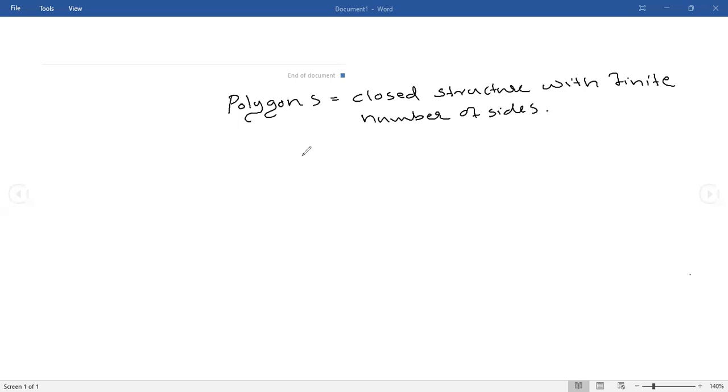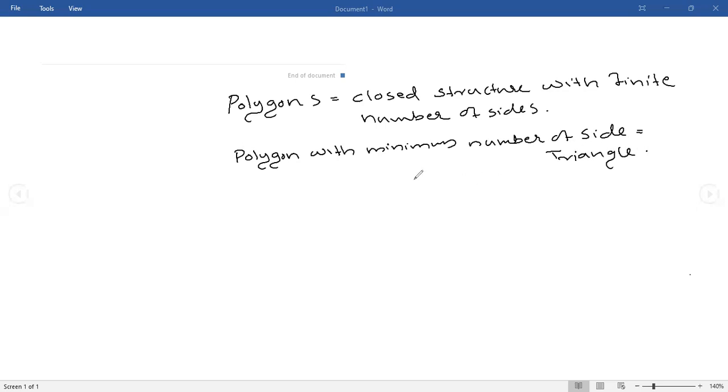So the polygon with the minimum number of sides will be a triangle. Triangle is a polygon with the minimum number of sides. Only 3 sides are there.